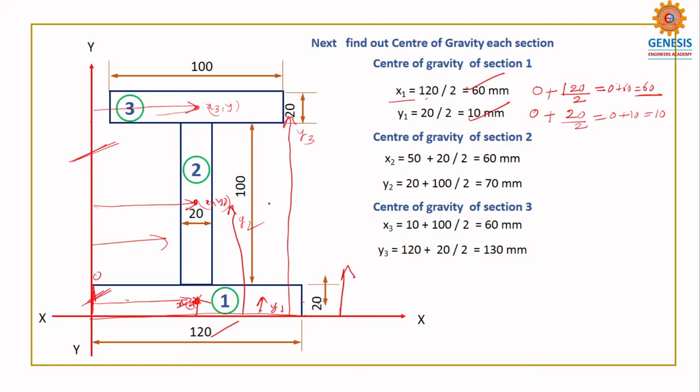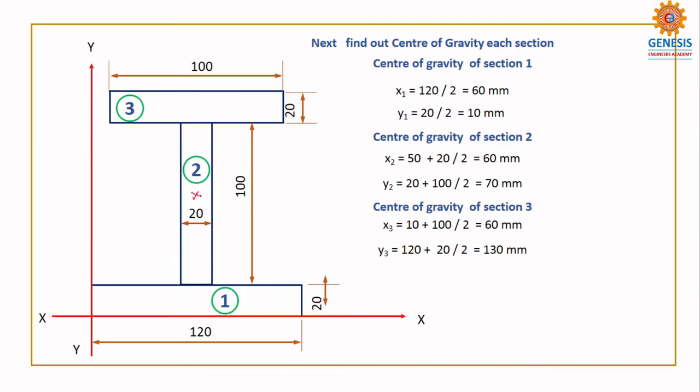Now I am going for section 2. Section 2 is this, and this is the center of gravity. This section starts from here, so the web is in touch with the bottom flange. What is the distance here? It is 20. To find y2, what do I have to do? This is 20, so that is the distance here. The dimension of this section is 100, so this is 100 by 2. 100 by 2 is 50 plus 20, which is 70.